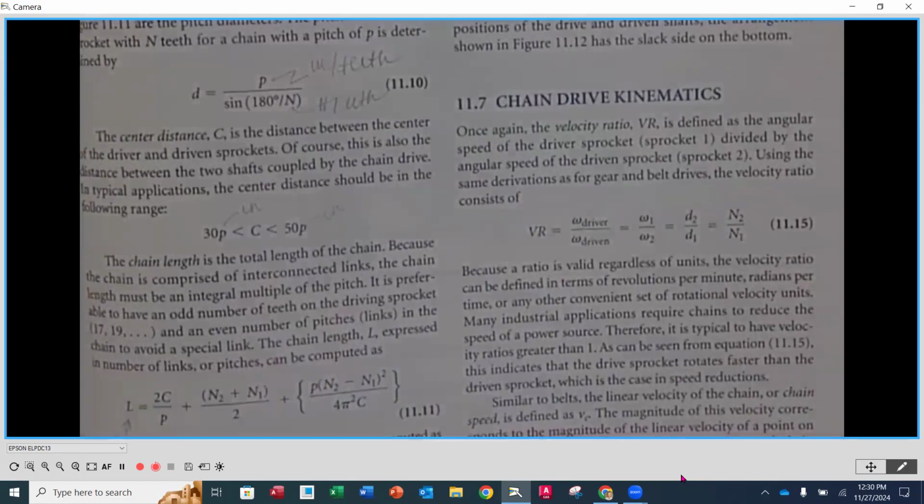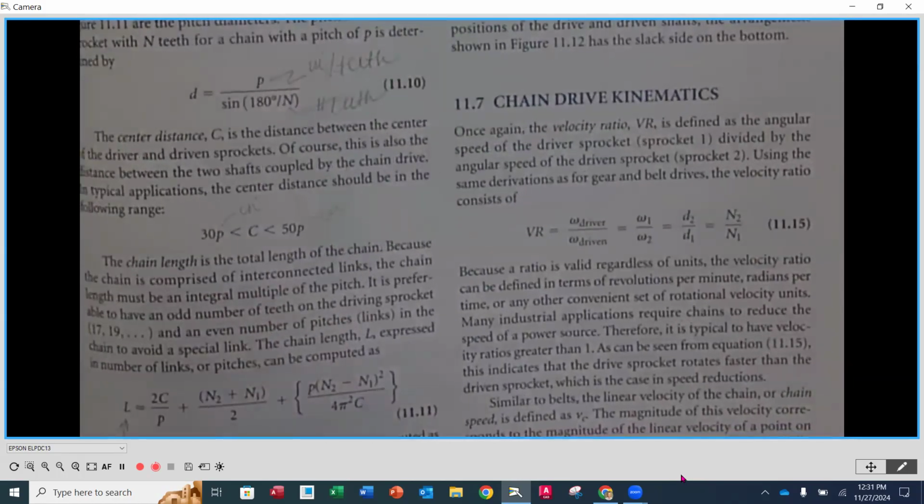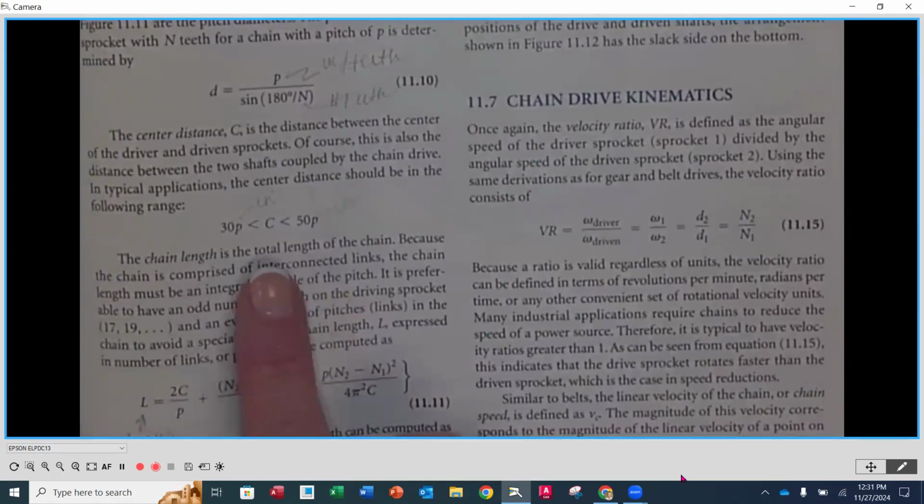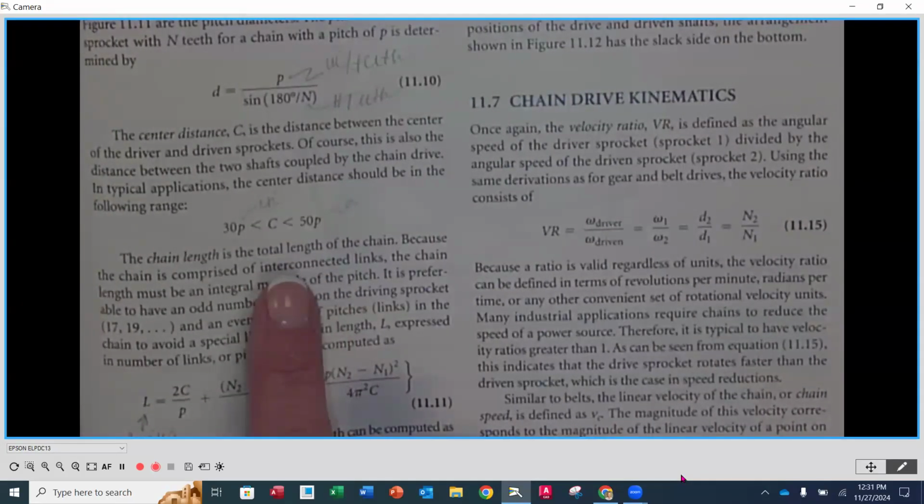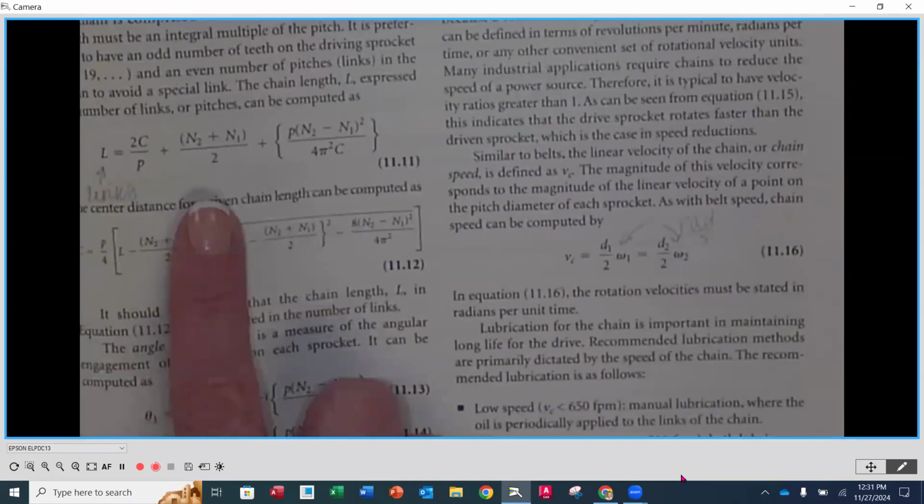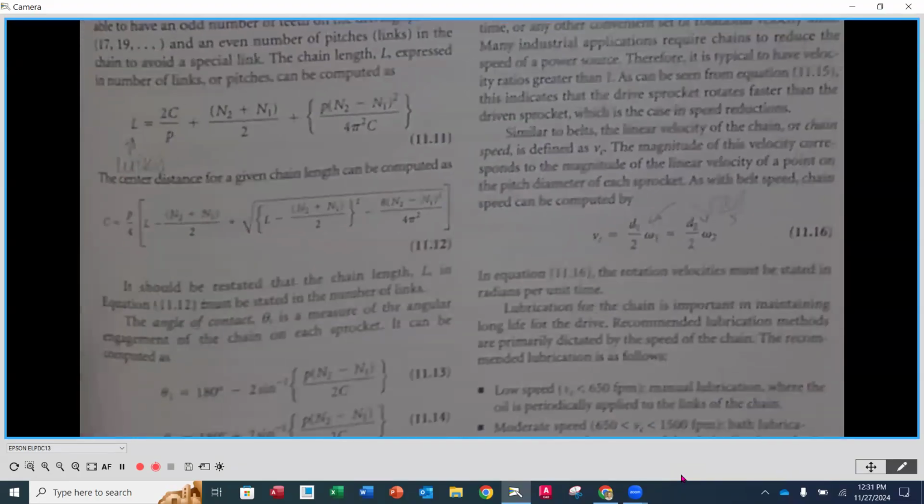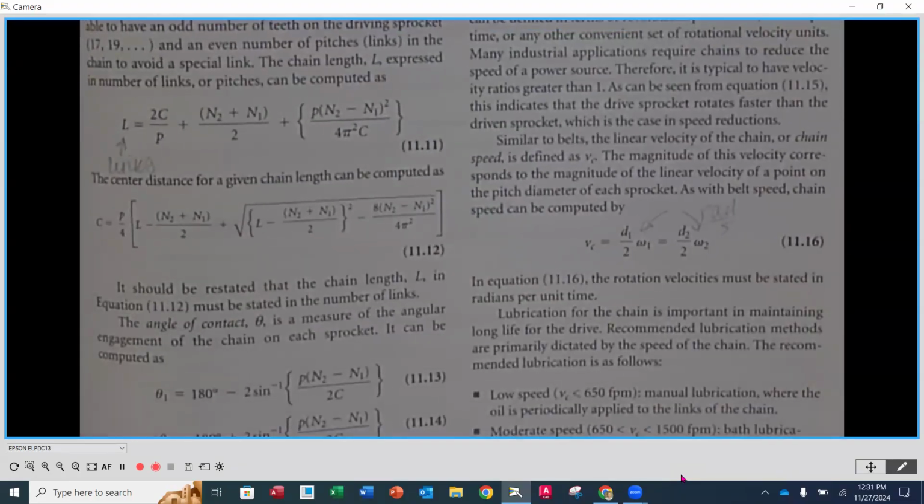Now, if you're outside of that envelope, you just don't want to be too far. This is going to be the optimal range. This is where you want to start. So for the designs that we do, because we're not necessarily given a center distance, you're going to be picking between that range. Then down here, you're going to notice that we have the length of our chain.